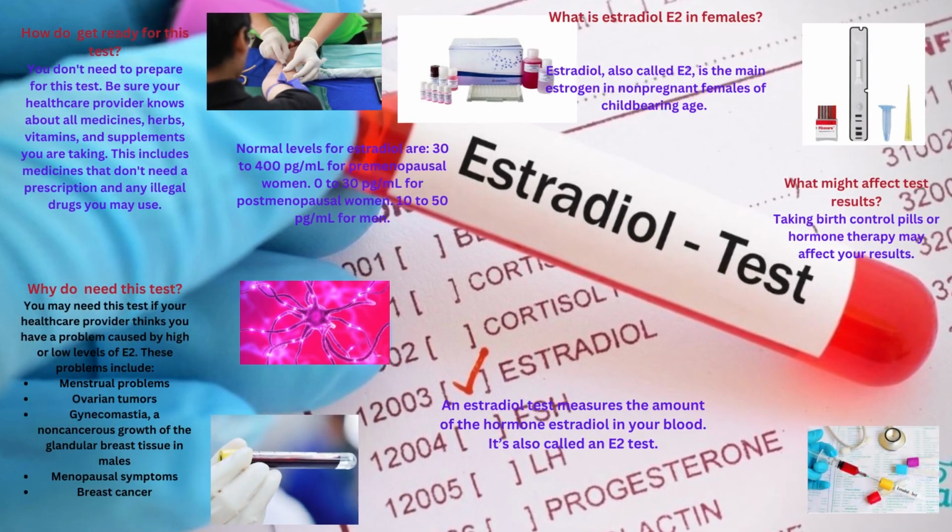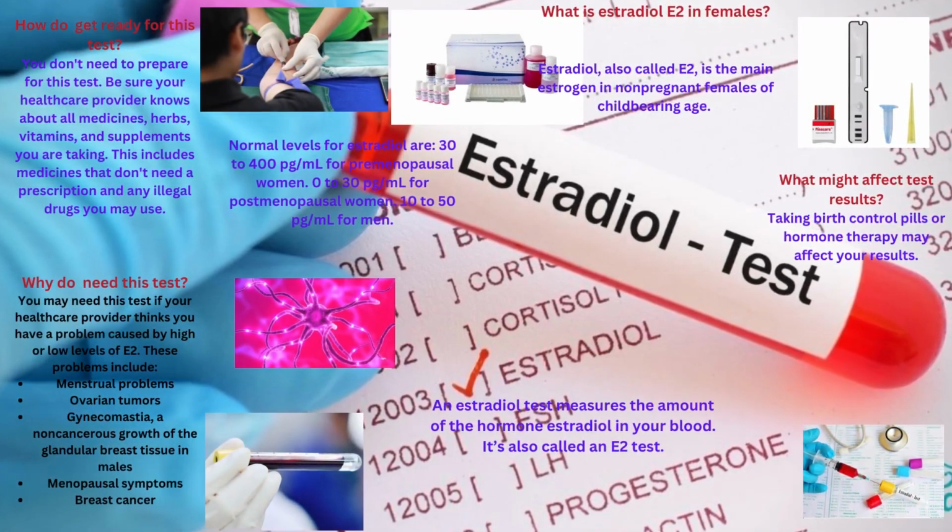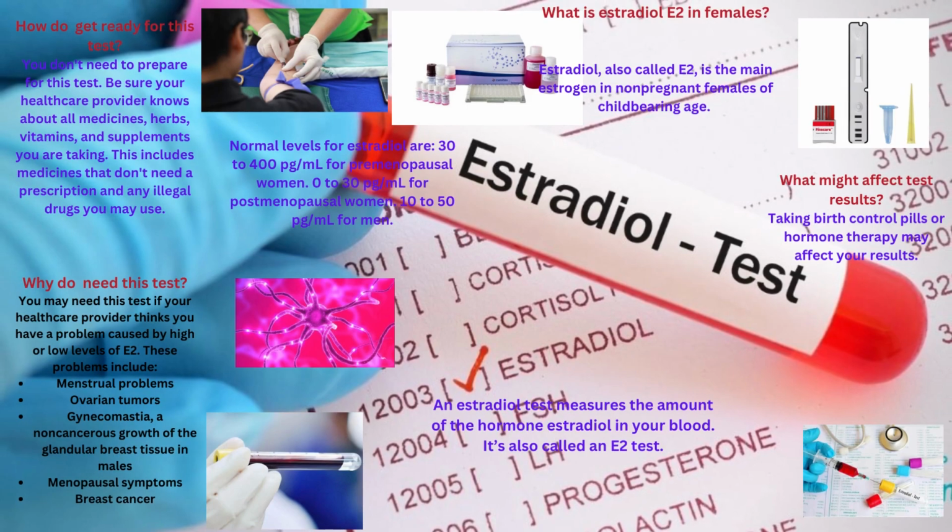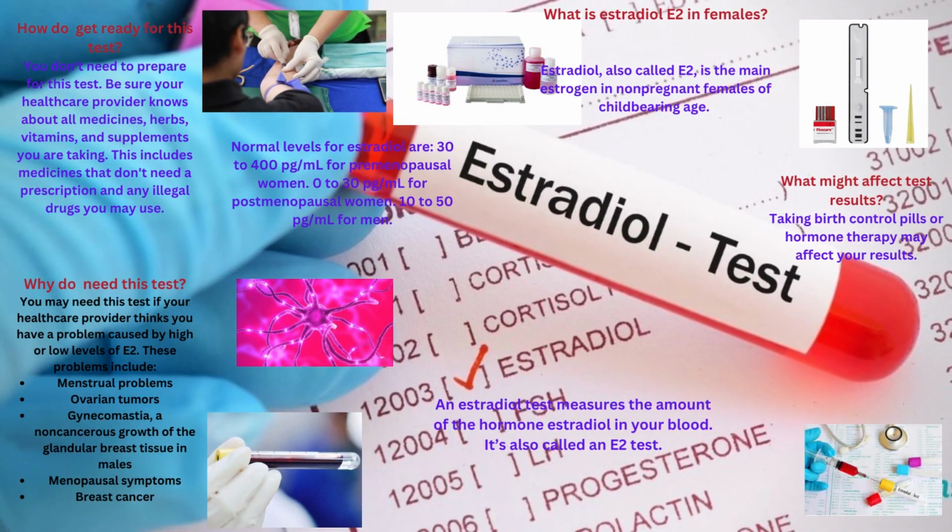An estradiol test measures the amount of the hormone estradiol in your blood. It's also called an E2 test. What might affect the test result? Taking birth control pills or hormone therapy may affect the result. How to get ready for this test? You don't need to prepare for this test. Be sure your healthcare provider knows about all medicines, herbs, vitamins, and supplements you are taking. This includes medicine that doesn't need a prescription and any illegal drugs you may use.